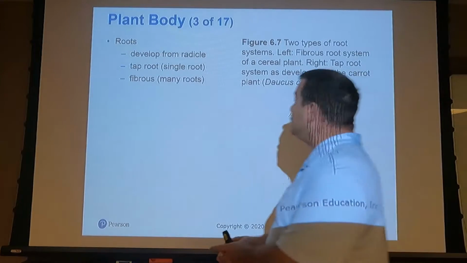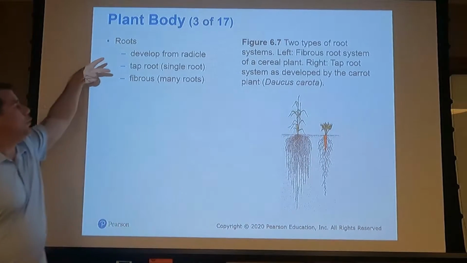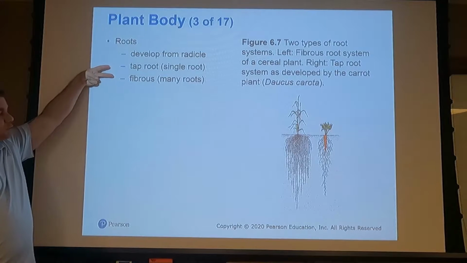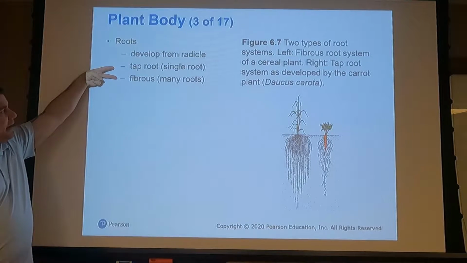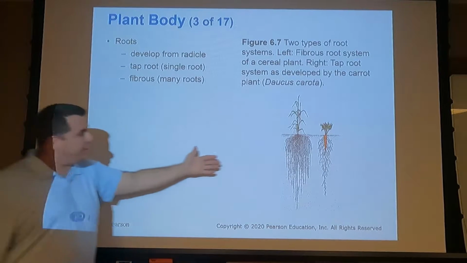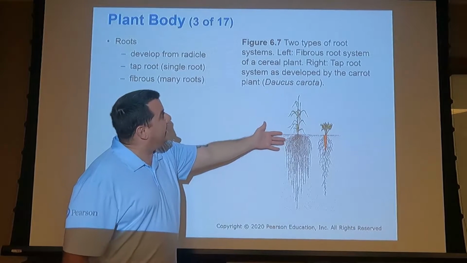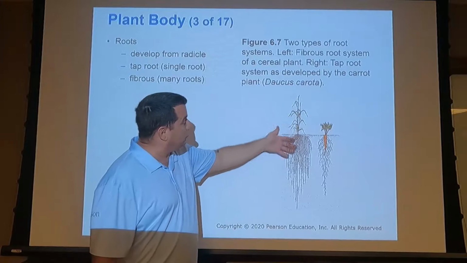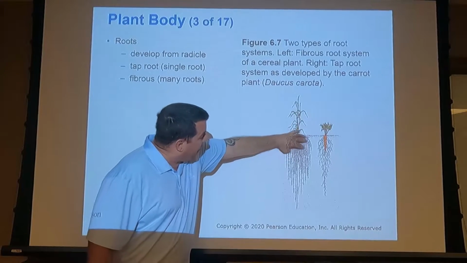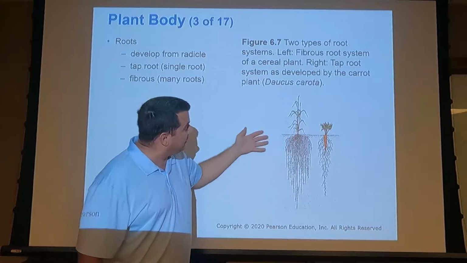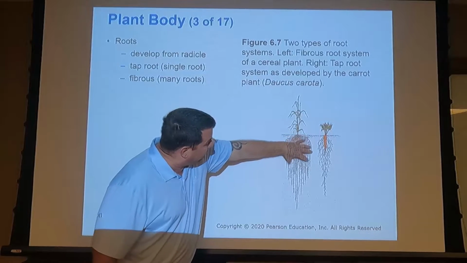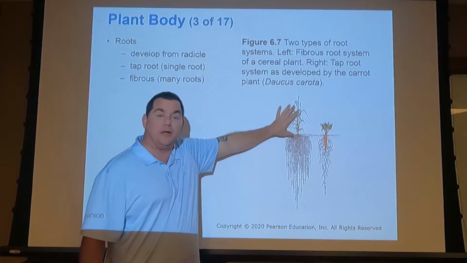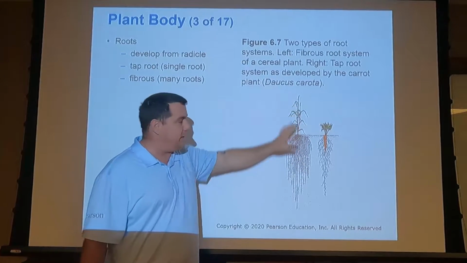So we mentioned that the roots are going to develop from the radicle. We have two types of roots. We have a taproot and a fibrous root system. Here we have a corn plant. On the left is a cereal plant, so this might be like cereal rye. And we have this extensive root system because it scavenges the soil for the nutrients. So monocots are nutrient heavy.